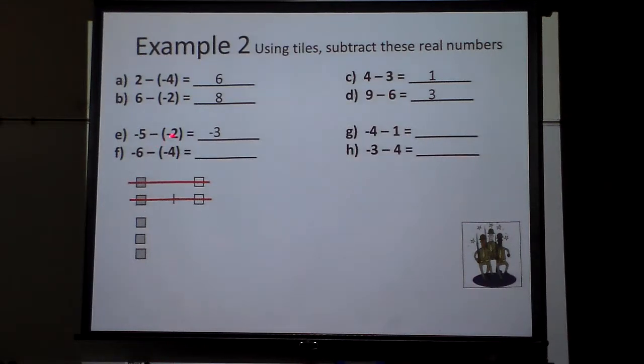Now the way I like to do this is this. Notice, see that minus negative? I think of that as negative 5 plus 2. Two negatives make a positive in a sense when you multiply them. So let's look at F.